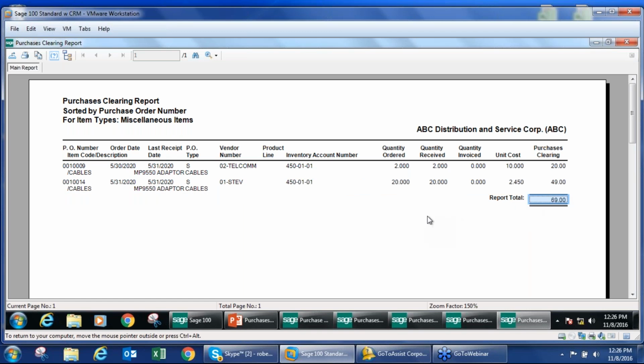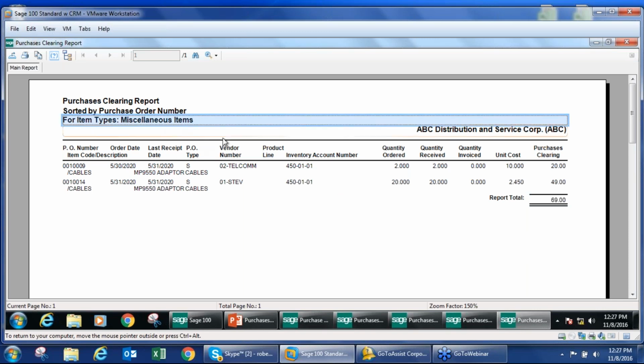Whereas what we had discussed throughout this presentation was dealing with inventory. In your case, you don't have inventory, so this report is going to be your basis for doing a journal entry to debit labor expense and credit some type of accrued accounts payable account. So for miscellaneous items, it's going to work a bit different than it does for inventory. Does that make sense?